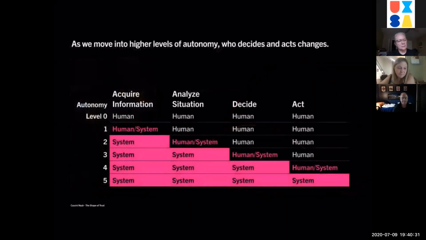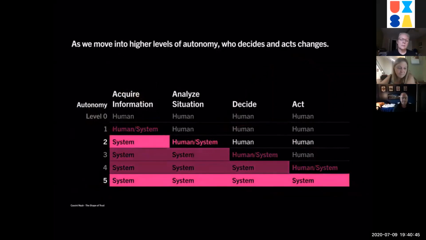I did some consulting for Toyota on looking at future of interfaces 5 to 10 years from now. And the future of autonomy is interesting. Autonomous vehicles. We're currently in a level 2 autonomy where the system acquires information for us. It tells us how much gas we have. You have tire pressure monitoring systems in your car that tell you how much air you have without you having to go and check that. And then everything else happens between you and the car. You analyze the situation, you decide, you act as the human.